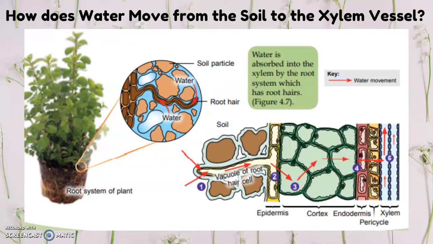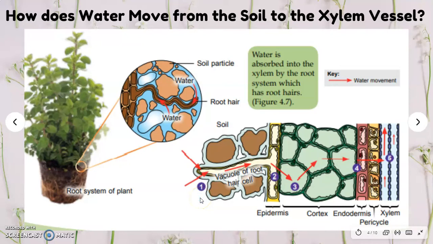Go to page 80 in your textbook. Please look at the arrow here. The water diffuses into the root hair cells by osmosis. And here is the bigger structure of the root cells. Okay, we start from number 1.